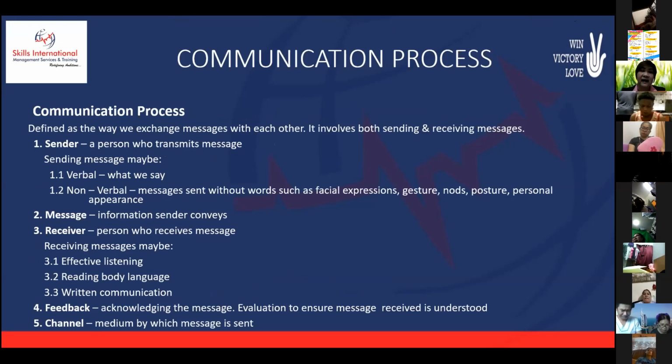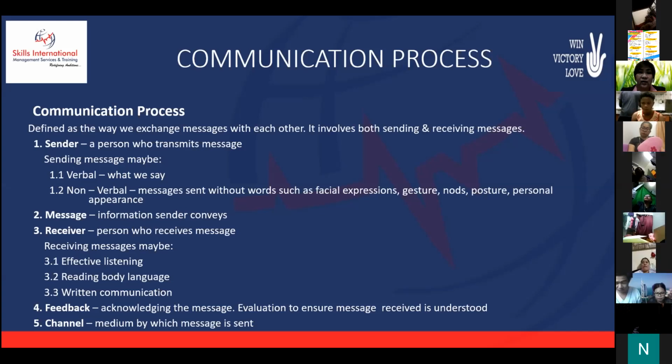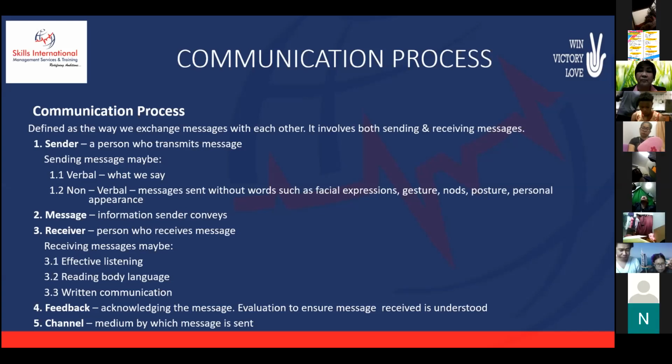Five elements are included in a communication process. What is a communication process? It is defined as the way we exchange messages with each other. It involves both sending and receiving messages. Okay? So, number one element, we have the sender. In communication, there must be a person who transmits a message.